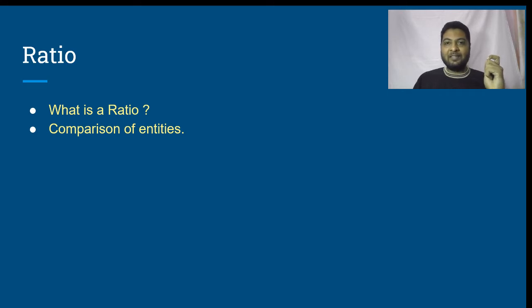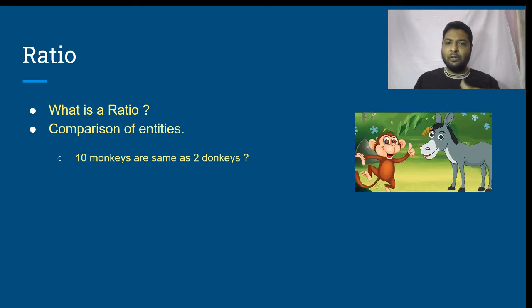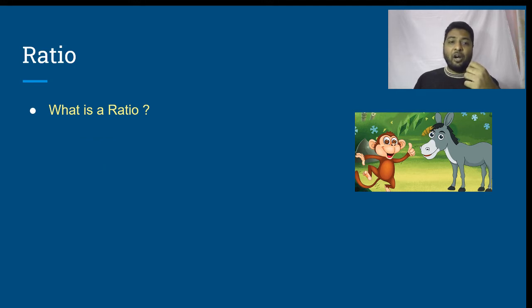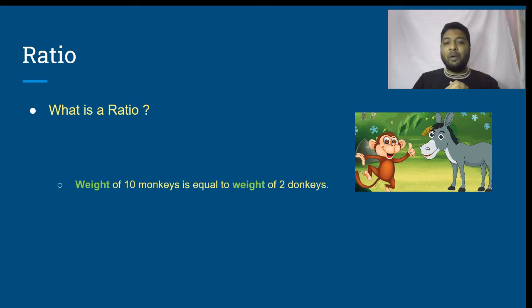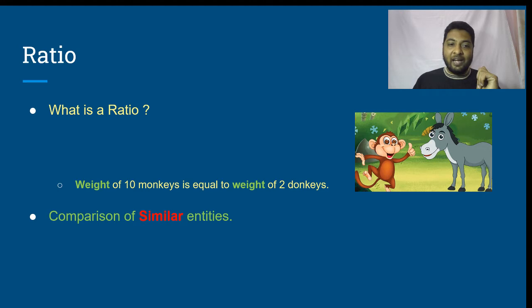Fine. If it is comparison of entities, let us take an example. 10 monkeys are same as 2 donkeys. Does it make any sense? No, it does not. Instead, if I say weight of 10 monkeys is equal to weight of 2 donkeys, it makes all the more sense. Therefore, ratio is not just comparison of entities, it is comparison of similar entities.